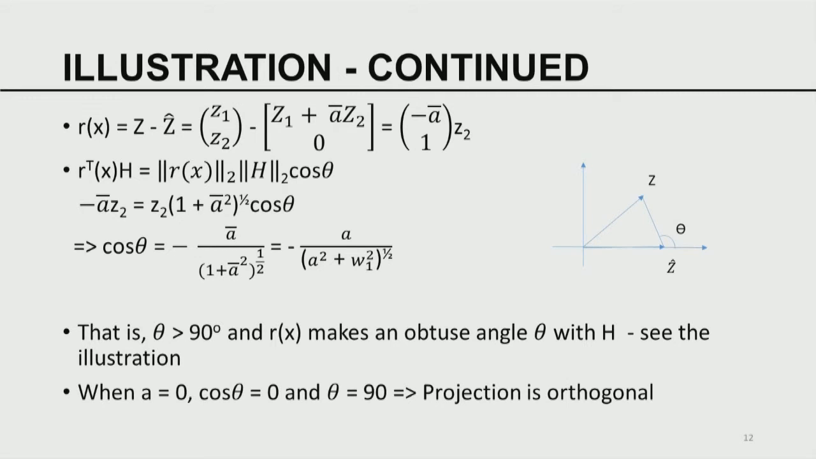Illustration continued. So I have already talked about this. Rx, the error in the projection, is given by z minus z hat. The actual error can be computed by this. So this is the actual vector, this is the projection. The difference between the two is given by minus a bar 1 multiplied by z2. So if I consider R transpose H, I get this. And that is essentially given by, so I would like you to see this. So this is the vector H, this is the vector H, that is the vector H.